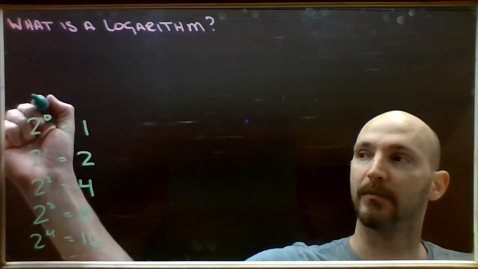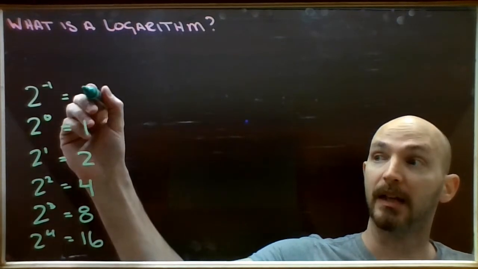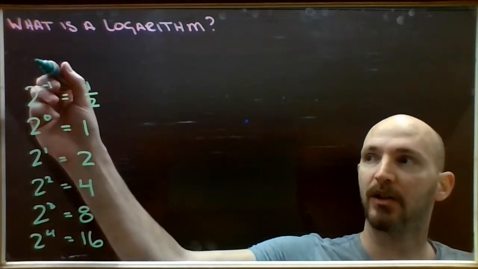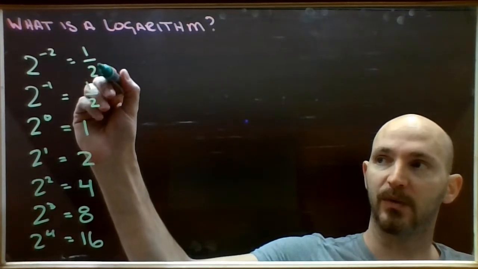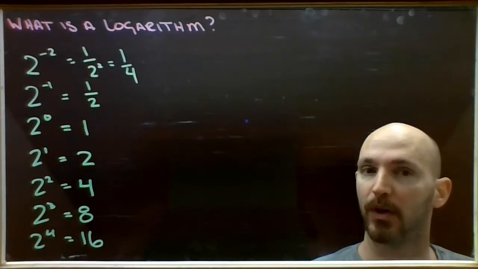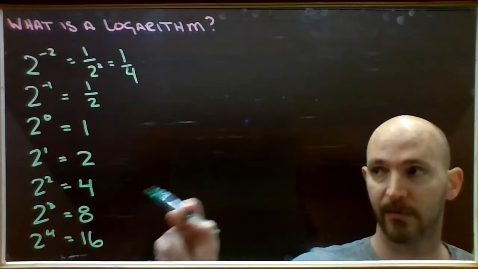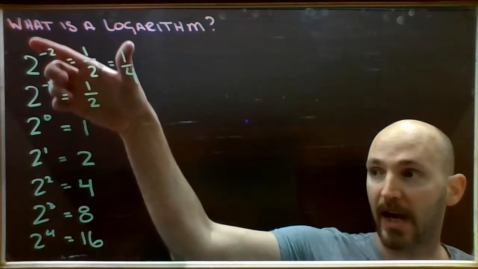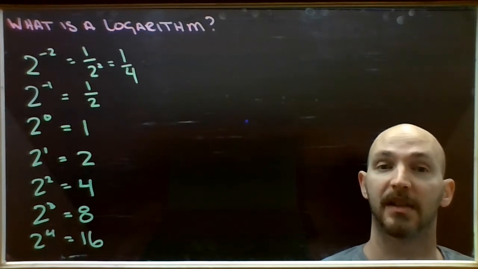If I go the other way, 2 to the negative 1, now this is something you should have covered in grade 11, is 1 over 2, which is a half. 2 to the negative 2 would be 1 over 2 squared, which is 1/4. 2 to the negative 3 would then be 1 over 8. 2 to the negative 4 would be 1 over 16. Right? So these same numbers are just in the denominator of a fraction. So I have these powers of 2 over here. So I'm going to write the similar statements in logarithms.